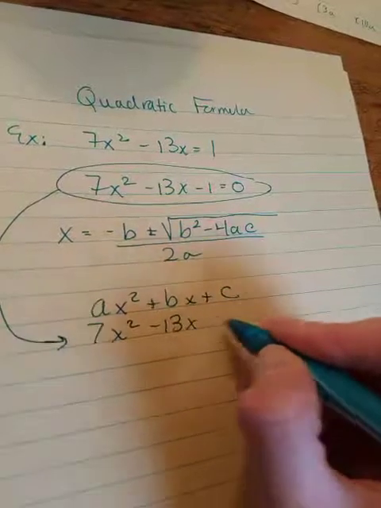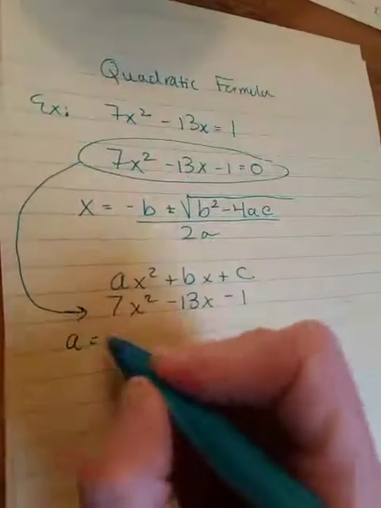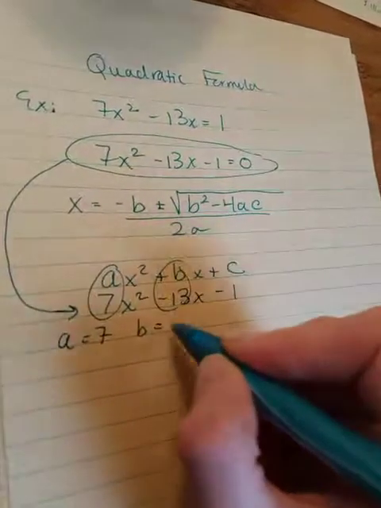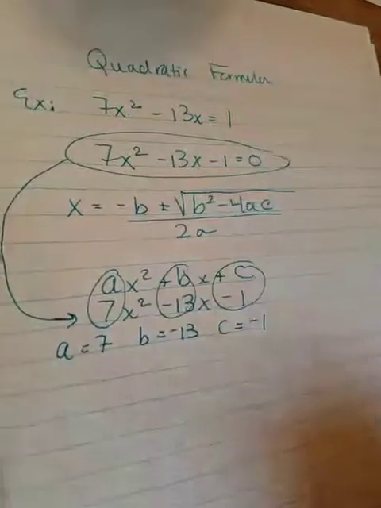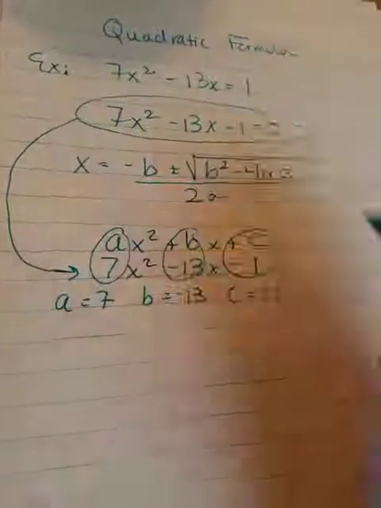So notice I haven't done the equation yet. I'm just showing you what a, b, and c are. So what's in the spot of a? 7. What's in the spot of b? Take the sign with it, negative 13. What's in the spot of c? Negative 1. And it does help some people to write those numbers out, so they can just substitute in.